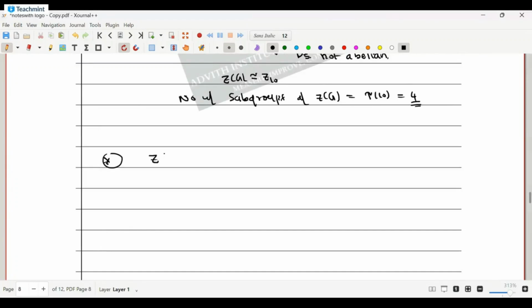What is the center of Zm cross Zn? The capital Z, sir, which is equal to Zm plus Zn. Zm cross Zn is always a product of abelian groups, which is always abelian, sir. So Zm cross Zn is abelian, which implies Z of Zm cross Zn is also equal to Zm cross Zn.